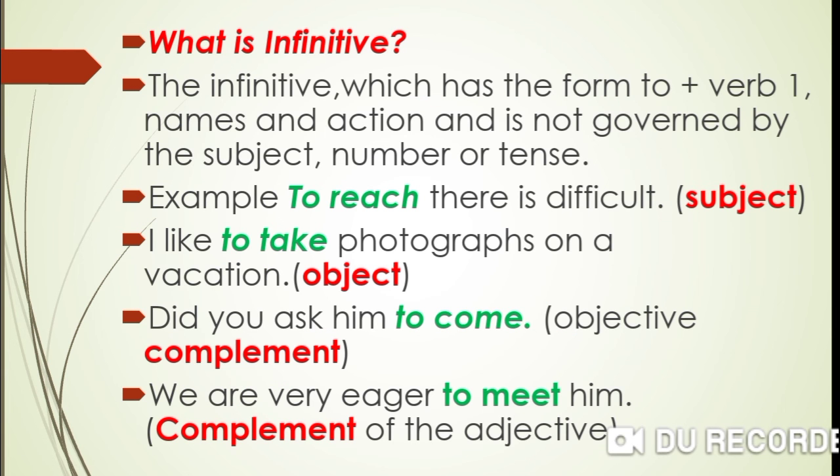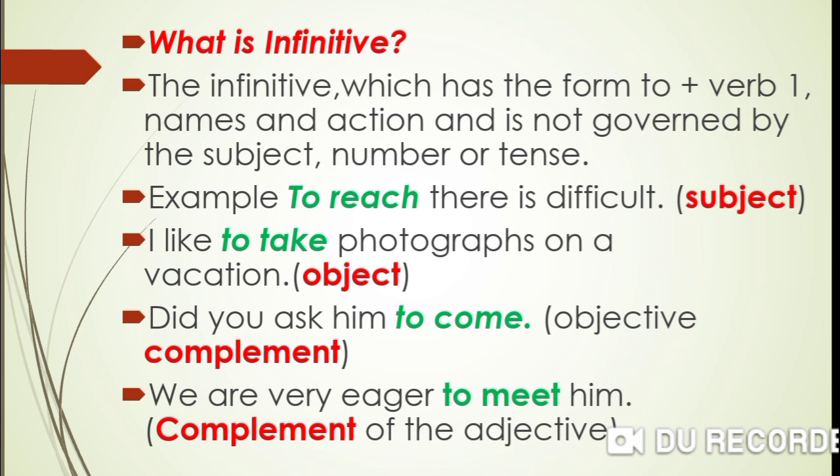Now we'll talk about the infinitive. The infinitive has the form to plus v1, which I already told you. Always use v1 after to, because many students don't know the rule and use the second form or the third form after to. That is absolutely wrong. You must know that the form of the infinitive is to plus v1.